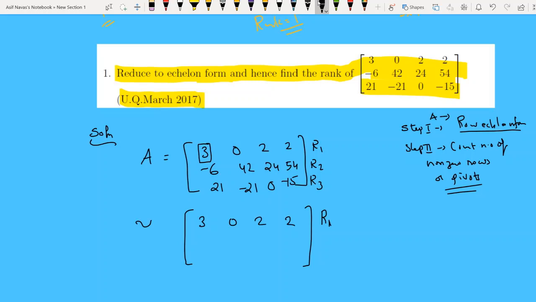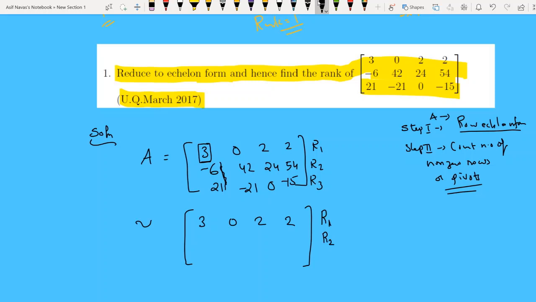Now what do we have to make? We have to make 0 below the pivot in this column. So we have to change minus 6 to 0 and 21 to 0. So how to change? What row operation can we make?